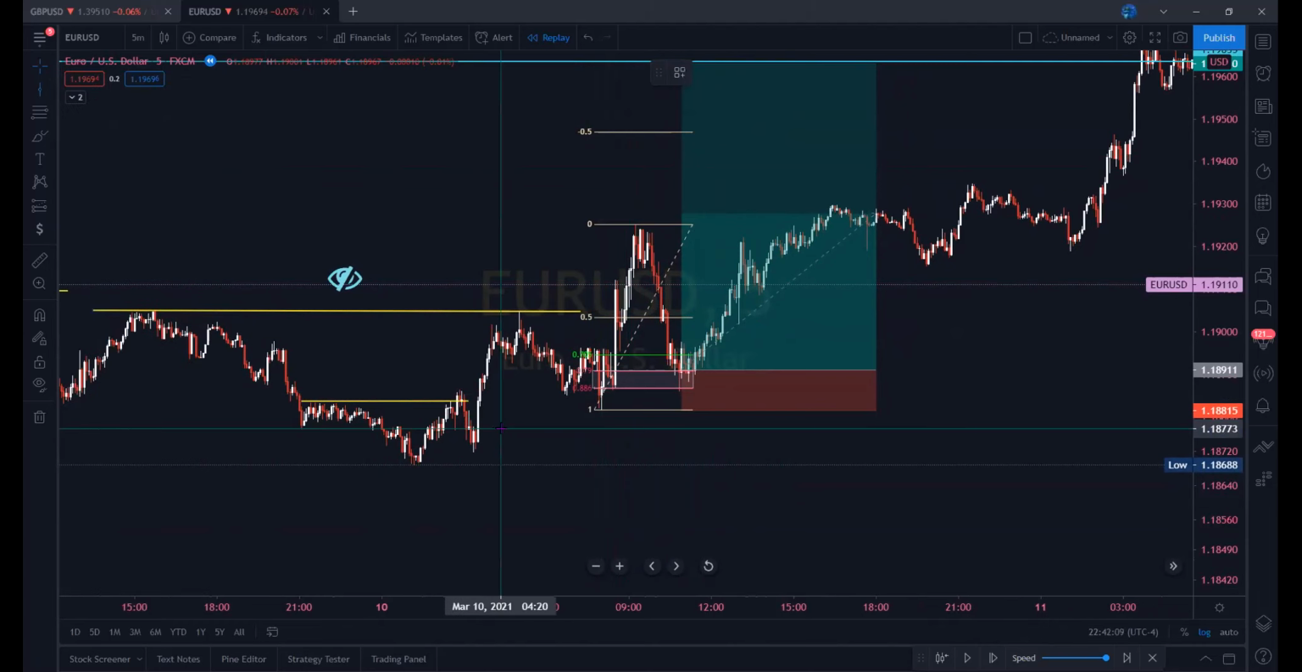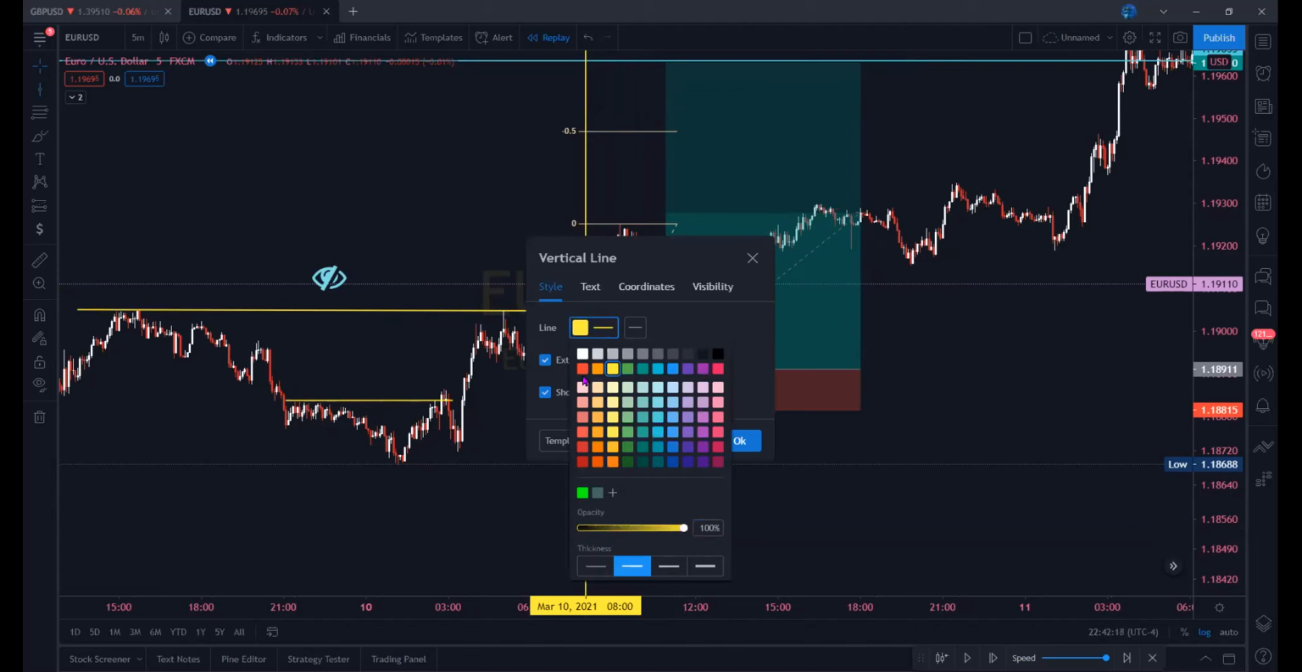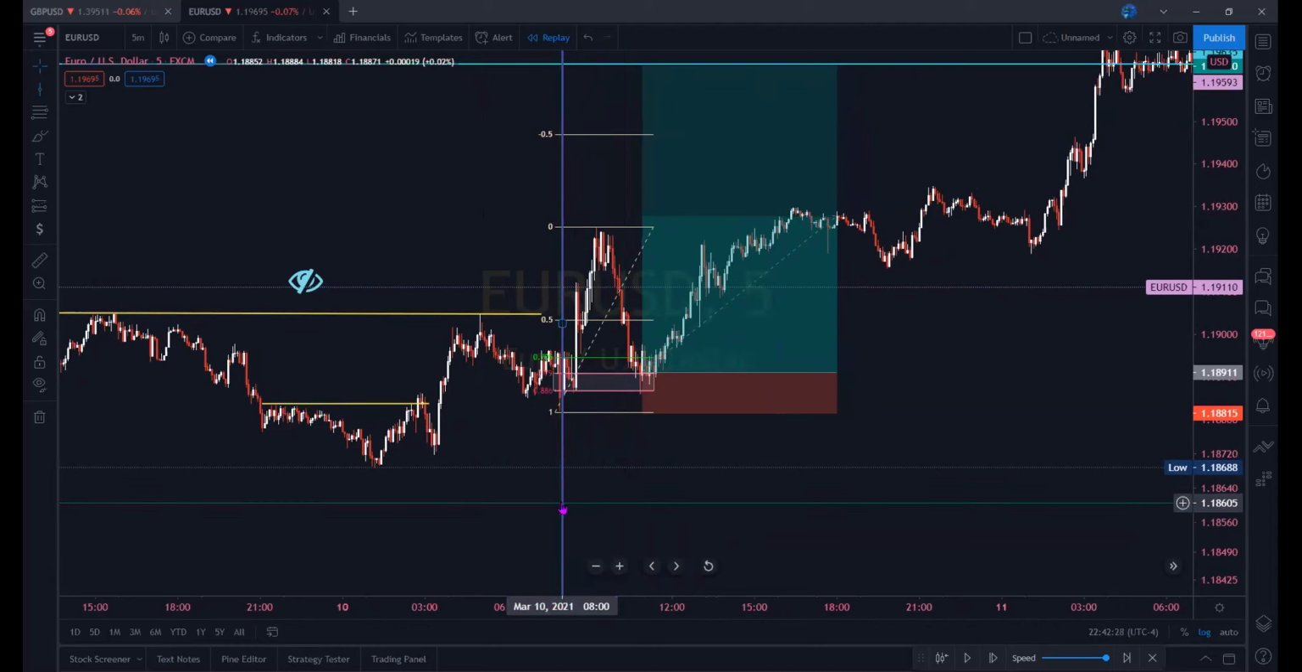The kill zone is between 8 a.m. It's going to be between 8 a.m. So I'm doing it like that this way. Put it like this. Let me put it like that. 8 a.m. And it should be around 12 a.m. Here we go.